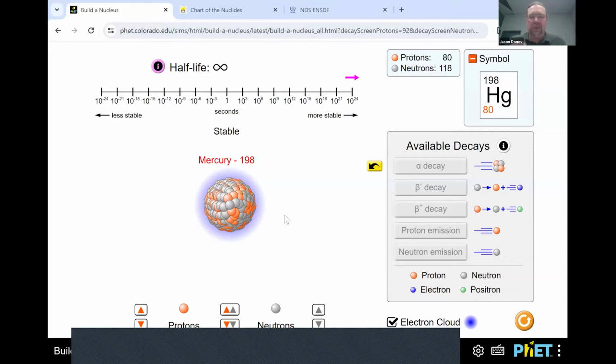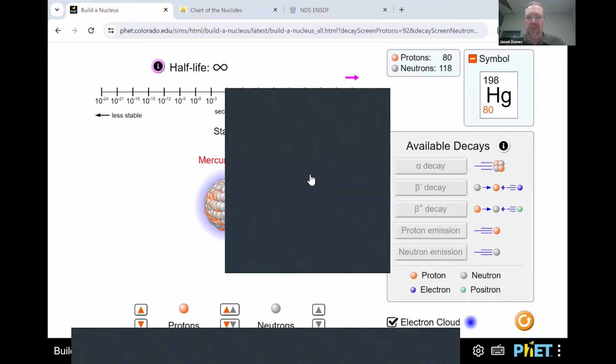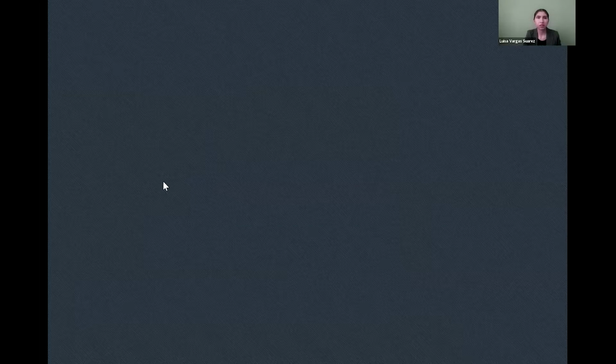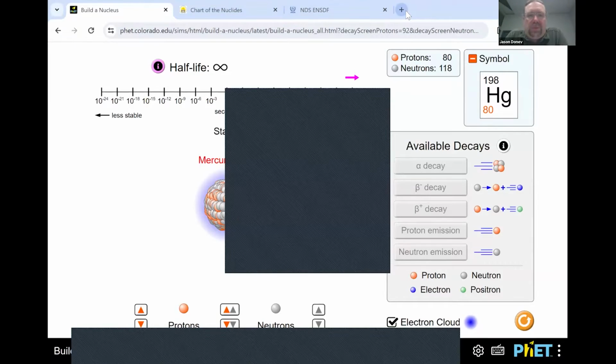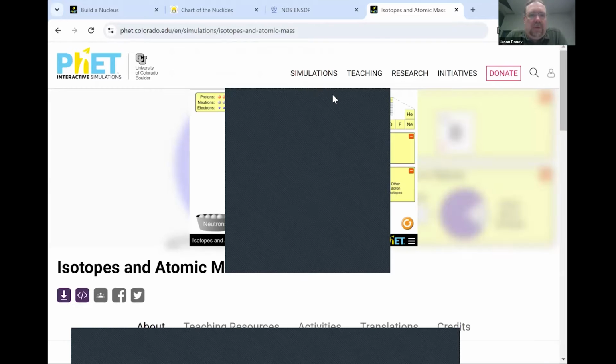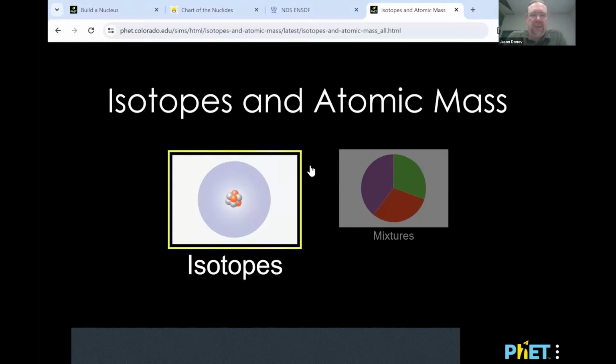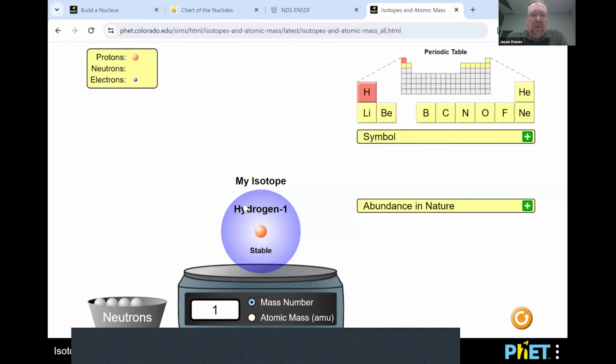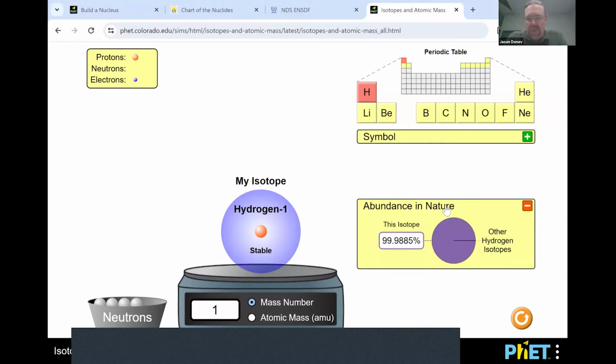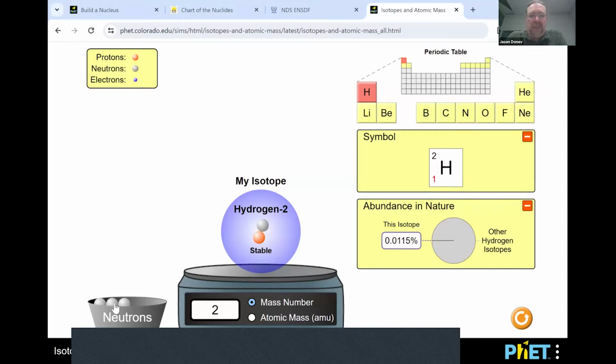Yeah, I sent you a thing in the chat with the other simulation. So there is a different simulation that actually explores this a bit more. This is the isotope and atomic mass simulation, which PhET did, but neither Luisa nor I were involved with. And it does look at the whole idea of isotopes and atomic mass and so forth.